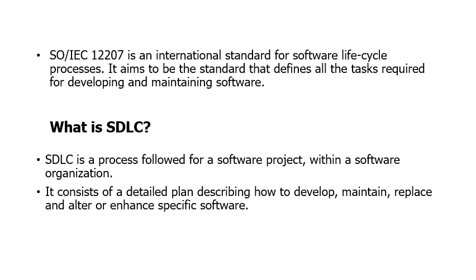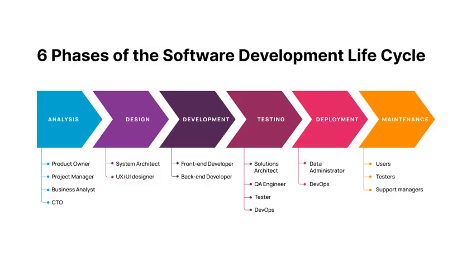So what is a software development life cycle? It is a process followed by a software project within a software organization. In any organization, before taking a project, these steps will be followed for a productive deployment of a project. It consists of a detailed plan describing how to develop, maintain and replace the specific software. There are 6 phases in the software development life cycle. The phases are analysis, design, development, testing, deployment and maintenance.